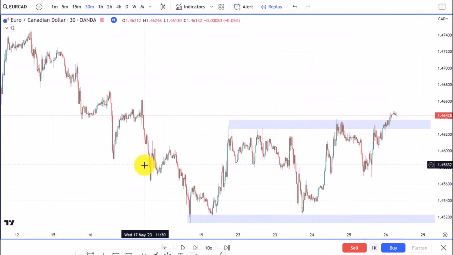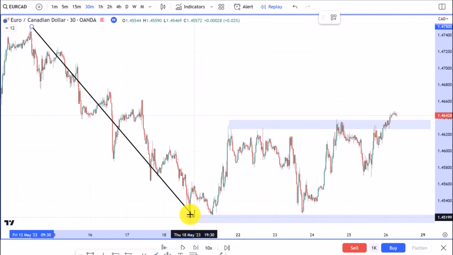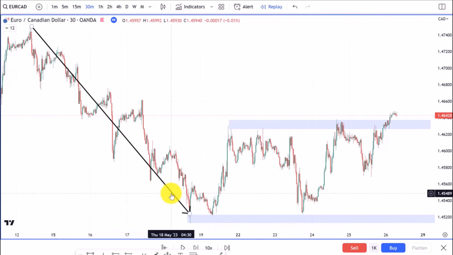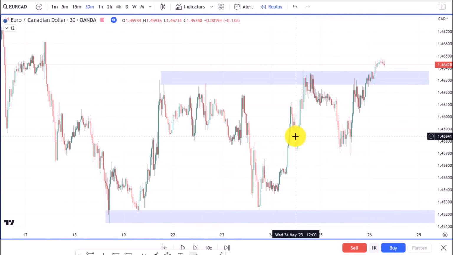Now we are looking at a fake out Quasimodo pattern. And what do we see? We see the market, first of all, being in a downtrend here on the left side. Then we are going over into a sideways period, and the market is bouncing between the support level and the resistance level. Very well defined, very clear levels.